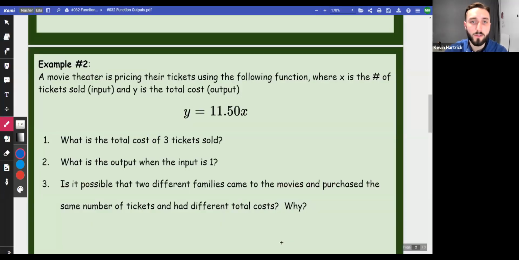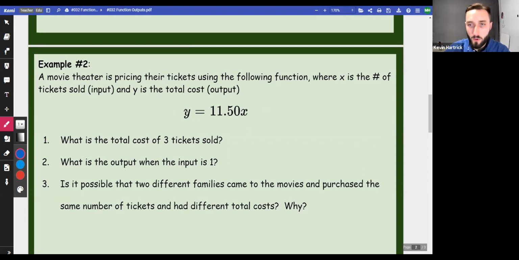All right, let's take a look at an example that could be seen in the real world. So example number 2: a movie theater is pricing their tickets using the following function, where X is the number of tickets sold, that's the input, and Y is the total cost, the output, right? So they're selling tickets. You go to the movie theater, you buy some tickets. They use an algorithm, or a function rule, to decide how much you have to pay based on how many tickets you want to buy, right?